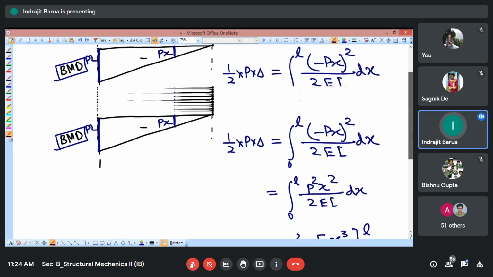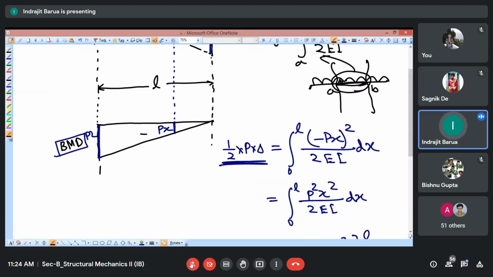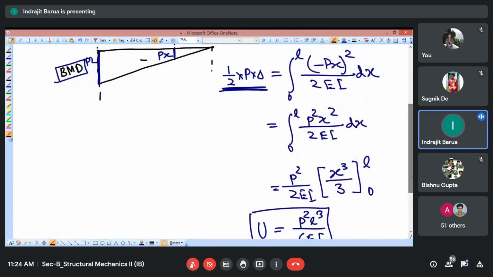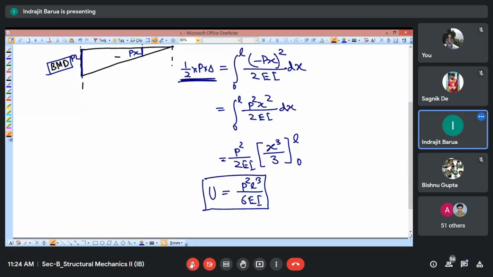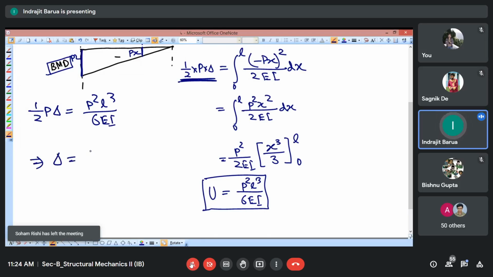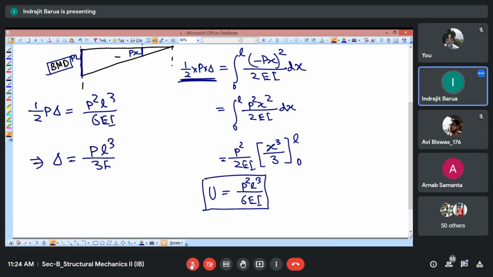But what we have done here is equating with this one. So from this we can calculate the expression for delta also. Half into P into delta equals P square L cube by 6EI. So with respect to that, I'll be getting delta equals how much? PL cube by 3EI. Yes, PL cube by 3EI.